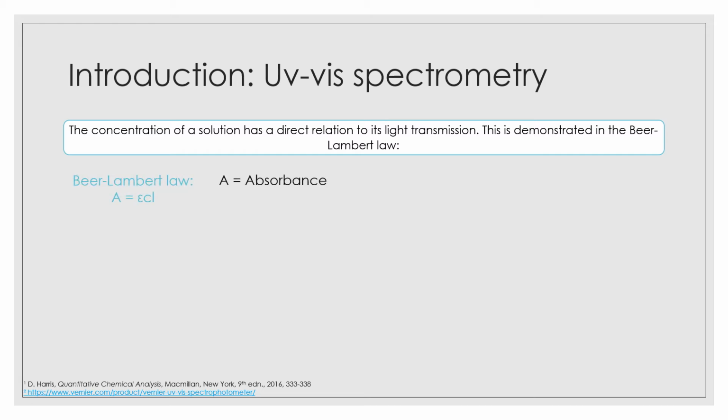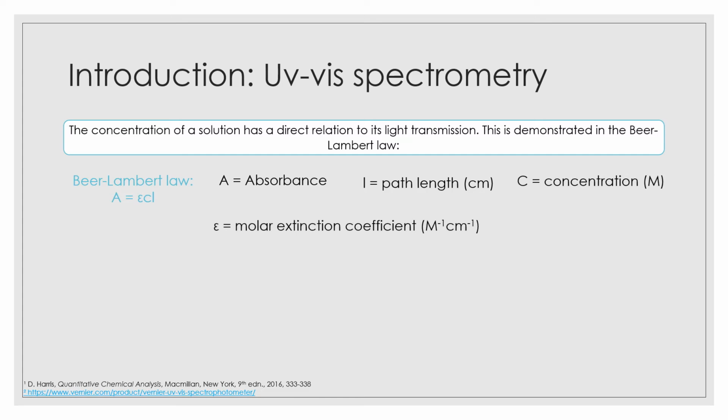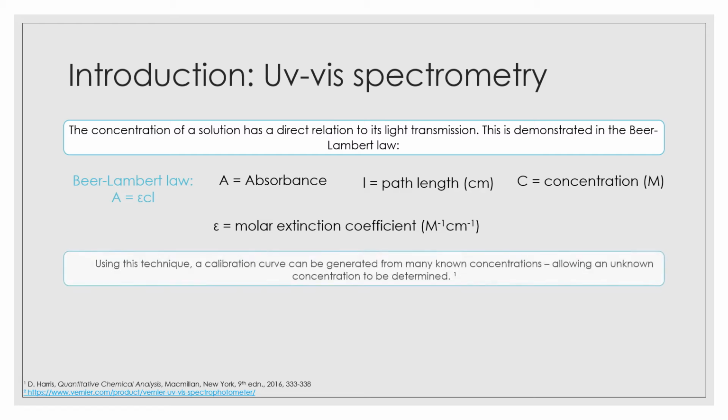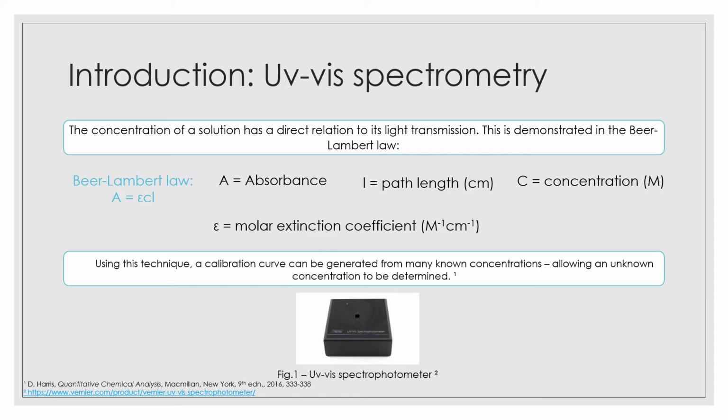So the Beer-Lambert law states that the absorbance is equal to the path length times the concentration times the molar extinction coefficient. And this works in a similar way to the ICP technique, where you can use different known concentrations to form a calibration curve, which you can then use to find out the concentration of your unknown solution. And here's a picture of a UV-Vis spectrometer that is similar to the ones that we use in the laboratory.